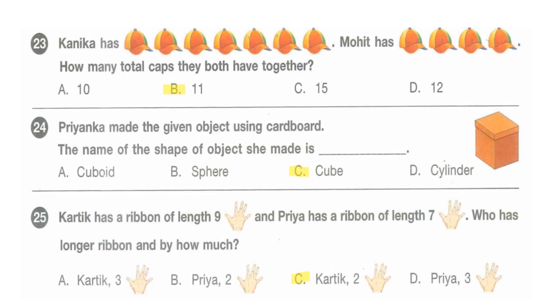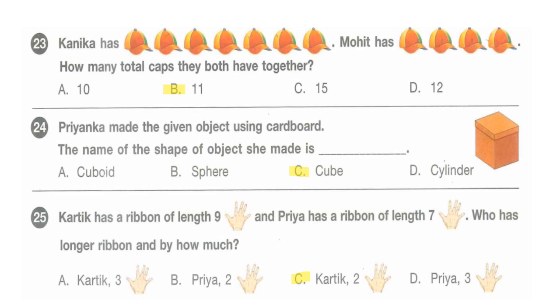Here the question says that Karthik has a ribbon of length 9 handspans and Priya has a ribbon of length 7 handspans. So Karthik has the longer ribbon, but now you have to find by how much it is longer than Priya's ribbon length.